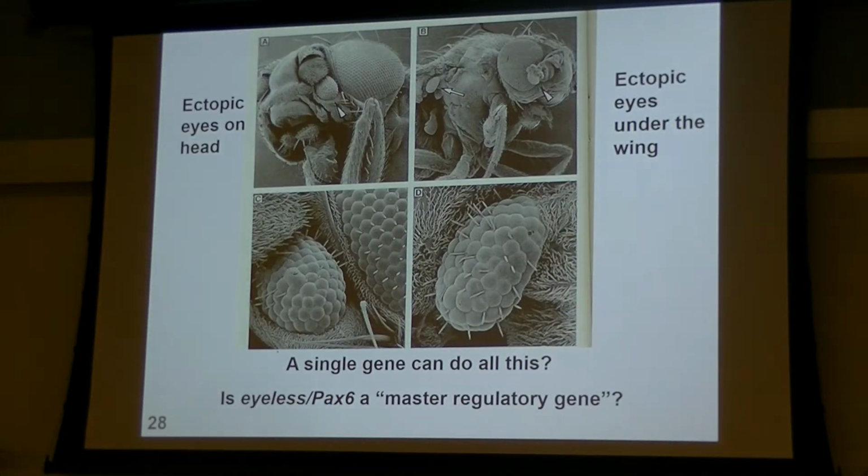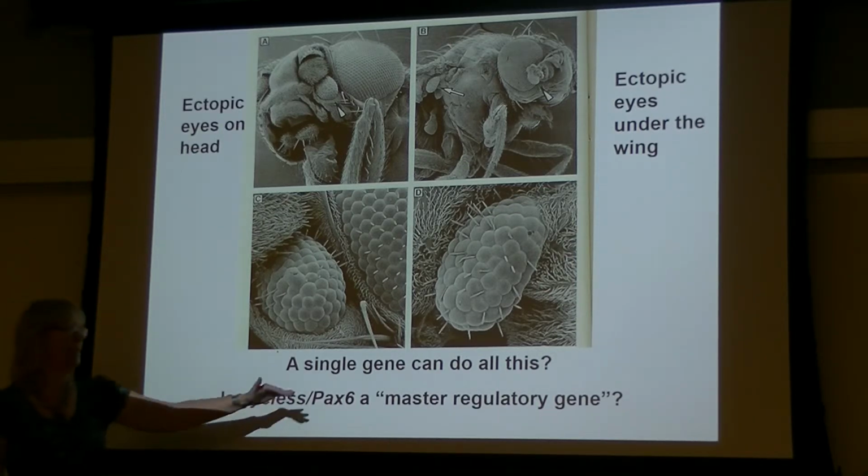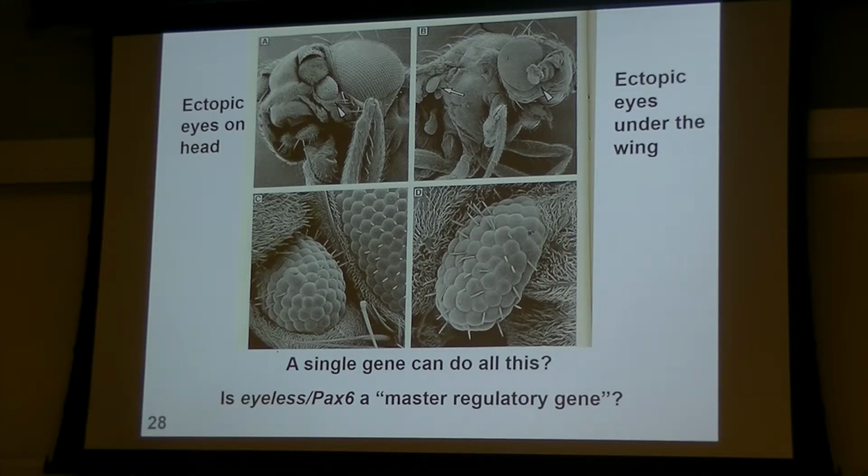Here's just a picture of some of these through electron microscopy. And this gave rise to a term, an idea, that we might call PAC6 a master regulatory gene. It's like the godfather gene of eye development. You know, this guy, you put him out here, he organizes everything. He sends out the minions and we get the job done. We have an eye on our wing or our antenna. So people were really excited about this and wrestled with the idea of, could there be such a gene? And would it work in animals as well?